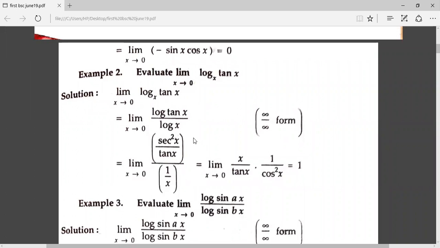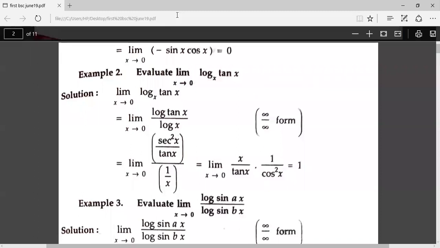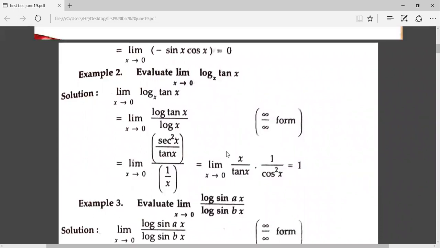Bring that x to the numerator. You will get x by tan x, grouped with secant square x, which can be written as 1 by cos square x. Further, the limit of x by tan x as x tends to 0 is always 1. Cos 0, putting x equals 0 here, is 1. So 1 by 1 into 1 is 1.